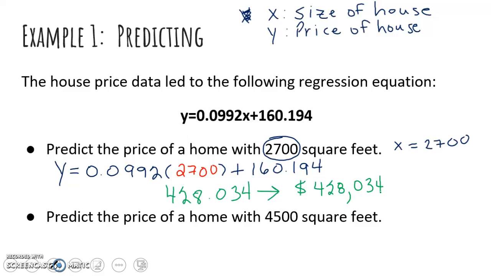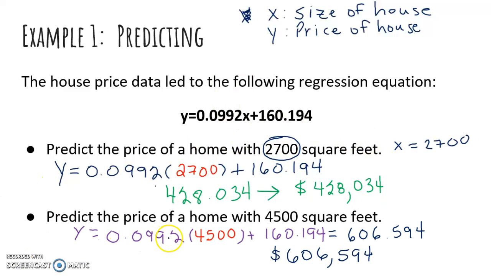Okay. Next, we're going to predict the price of the home with 4,500 square feet. So why don't you pause the video, and when you unpause it, we'll go over the answer. Okay, if you substitute in 4,500 for x, you have 0.0992 times 4,500 plus 160.194, and you get 606.594, which is equivalent to $606,594.